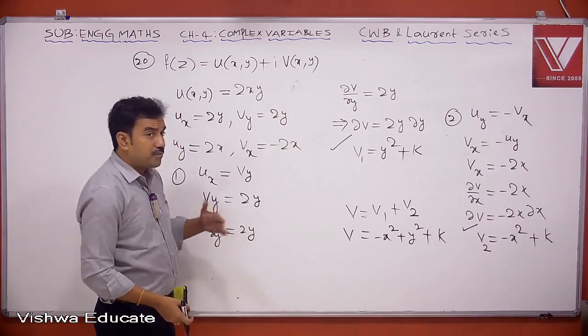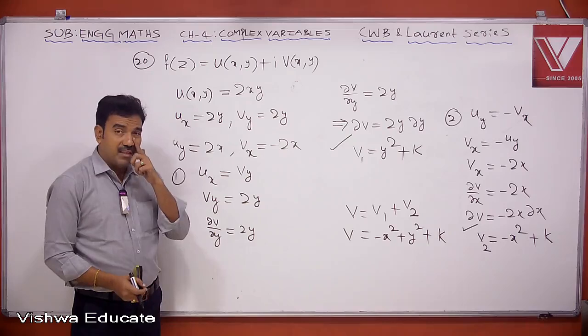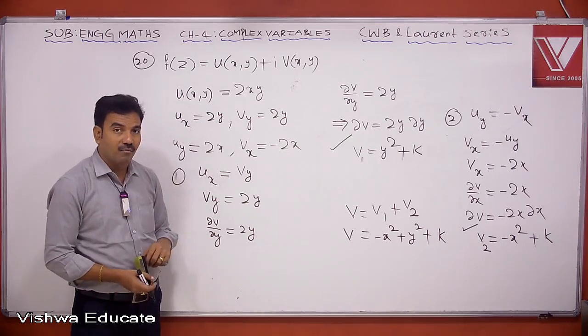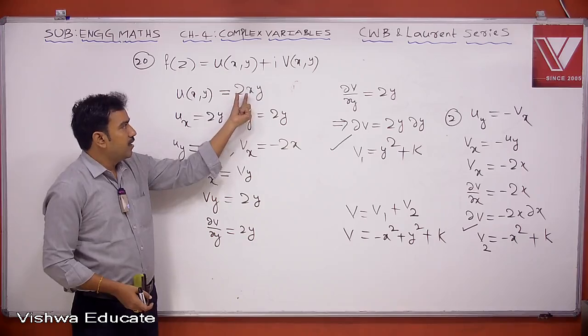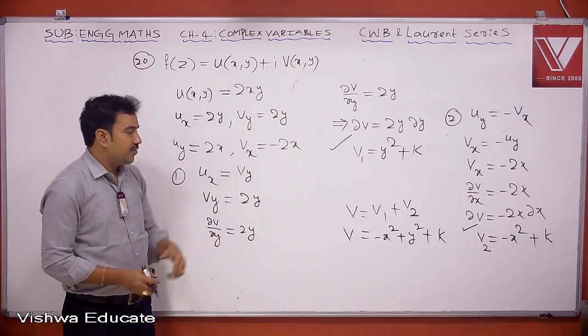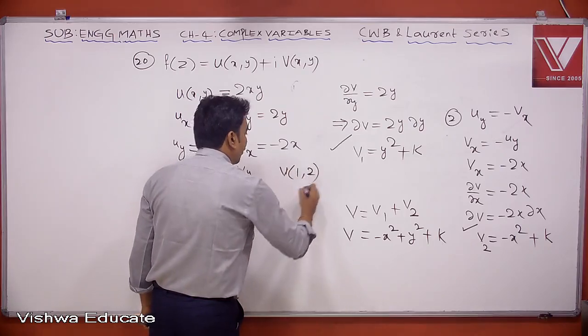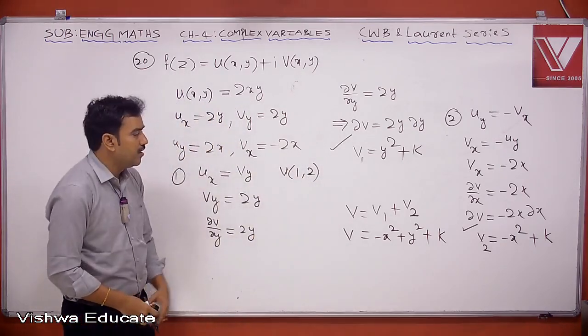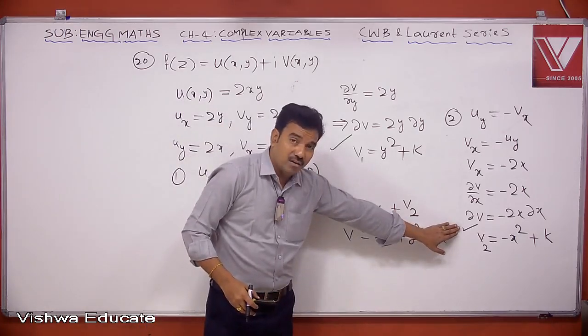Because if options are given, then you do it directly. If options are not given, they may ask the question in a different manner like this. This is the function. U is given like this. If this function is analytic, then what is v of 1 comma 2? They may ask you like this. What is v of 1 comma 2? In that case, you need to find v value. Of course, even you need not write the constant k.